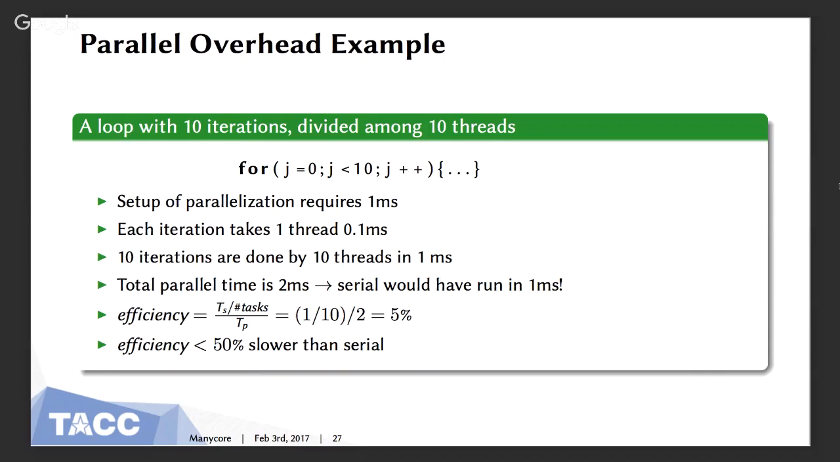So my efficiency is terrible. I think anything less than 50% means you're actually going slower than serial. And this is obviously something that you really want to avoid. So these might seem really simple, but they demonstrate things that you might run into in your code.